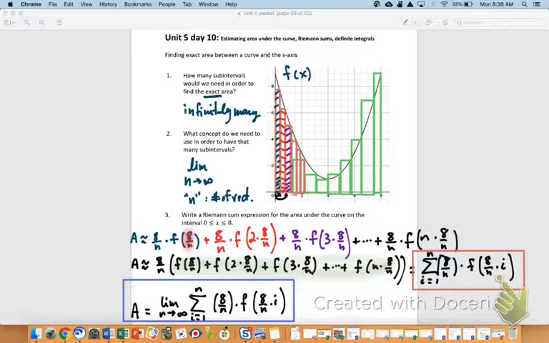Do you see why people get intimidated by this symbolically? I think there's sigmas and there's i's, and oh my gosh, now there's a limit, and infinity is always hard to think about. So let me show you what I would want you to do. Check this out.